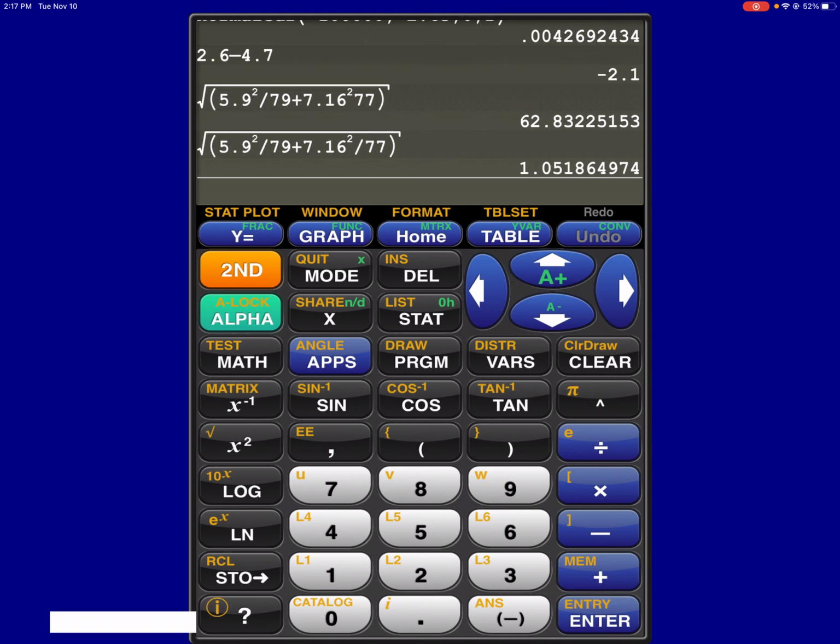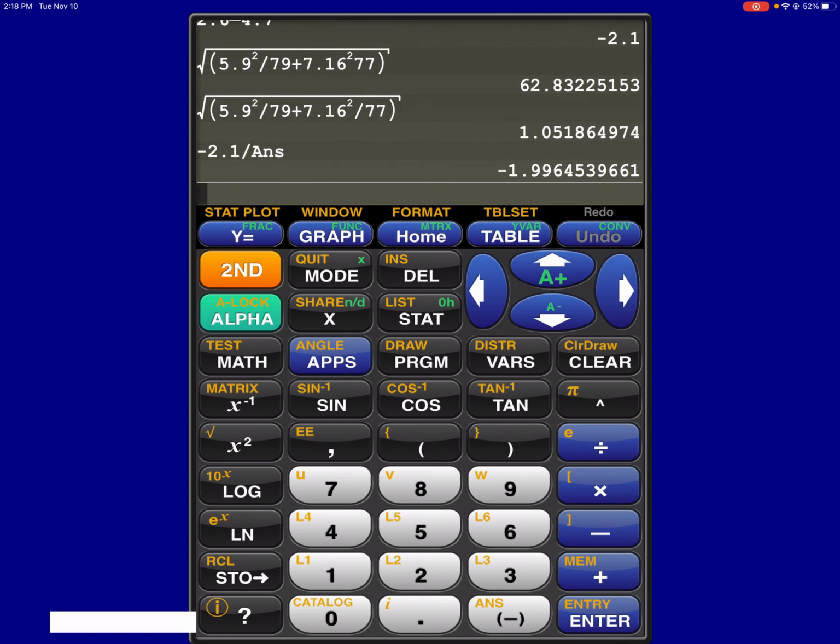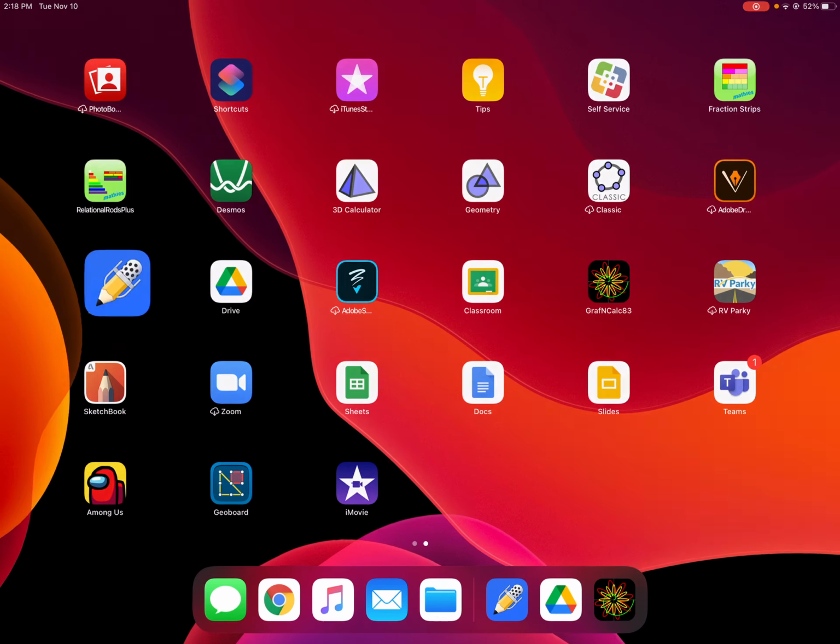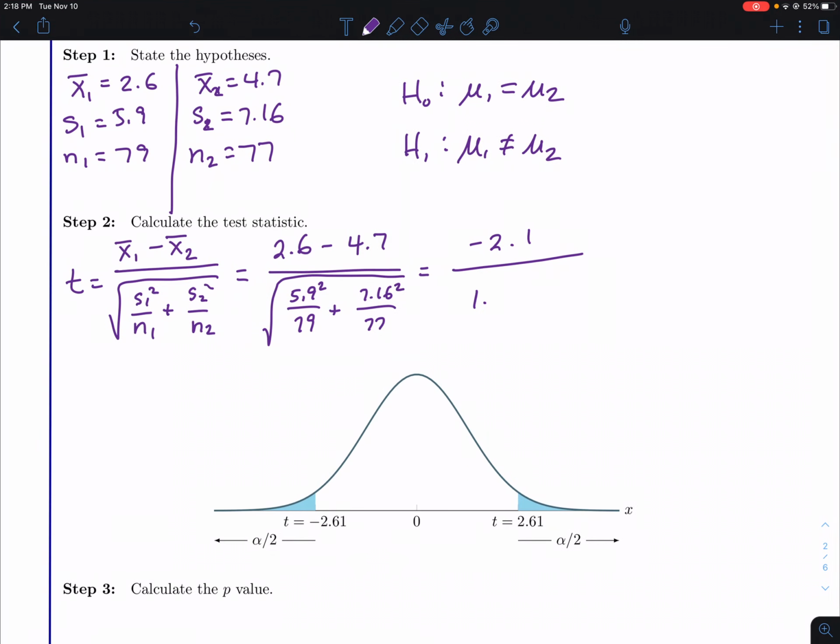And so now we want to put our negative 2.1 on the top. So if we just do negative 2.1 divided by the second answer, that'll pull that 1.05 up. And if we hit enter, we get negative 1.99, or we might as well just round it to an even negative 2 in this case. So the bottom was 1.05 something, and this gives us pretty much negative 2.